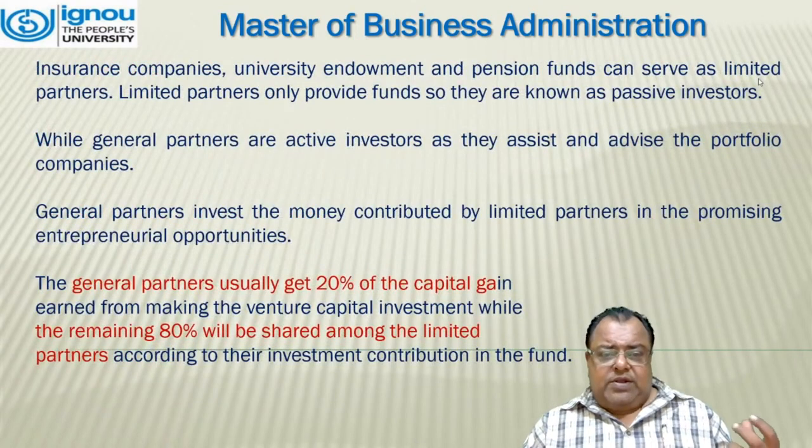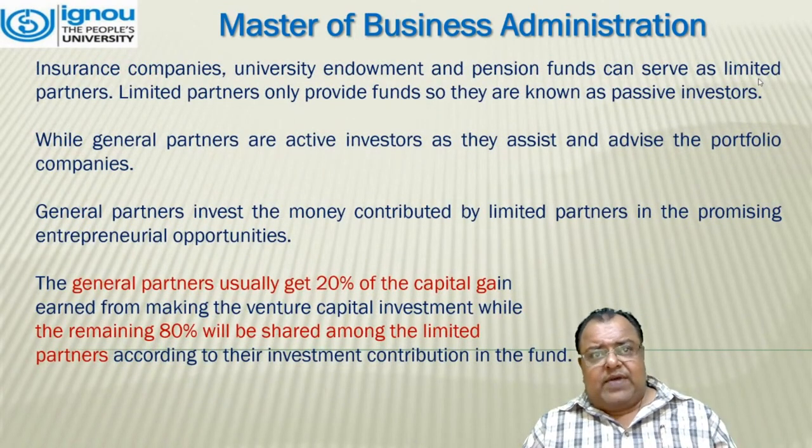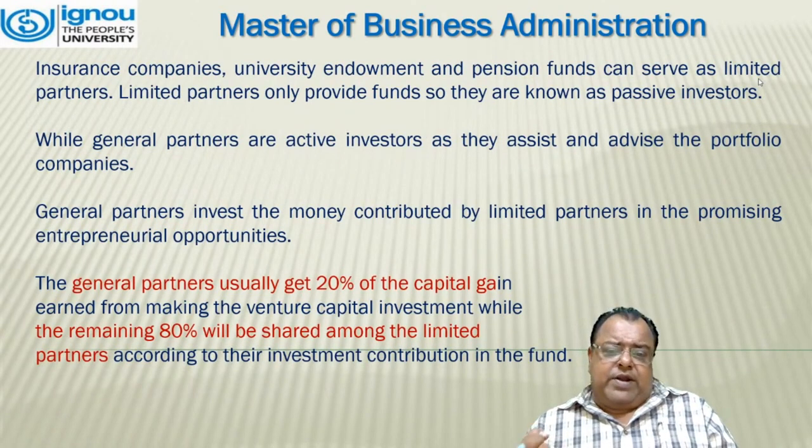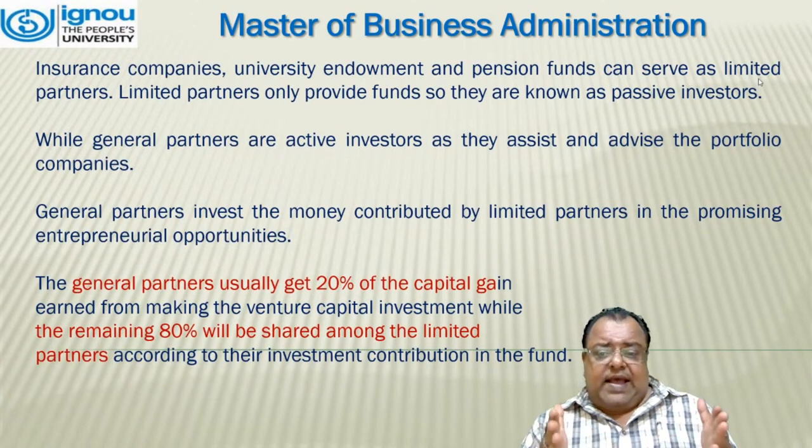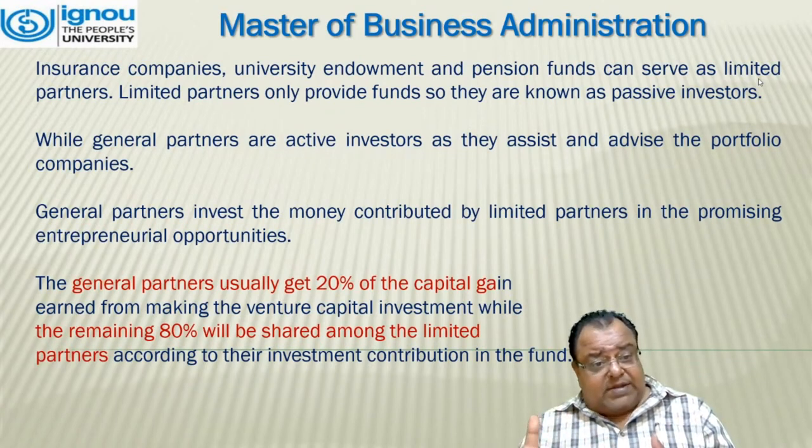Insurance companies, universities, endowment and pension funds can serve as limited partners. Limited partners only provide funds, so they are known as passive investors, while general partners are active investors and they assist and advise the portfolio companies. General partners invest the money contributed by limited partners in promising entrepreneurial opportunities.